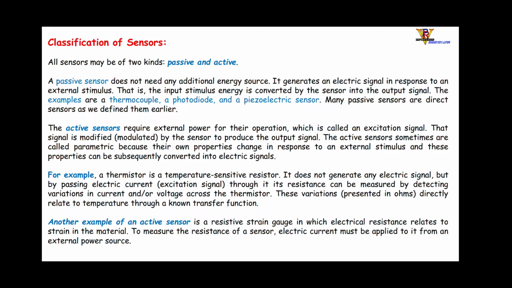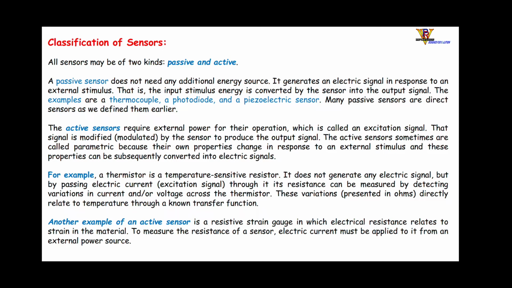Active sensors are sometimes called parametric sensors because their own properties change in response to an external stimulus, and these properties can subsequently be converted into electric signals. So another term known for active sensors is parametric sensors. Parametric, why? Because a property of the sensor itself changes with the external stimulus.